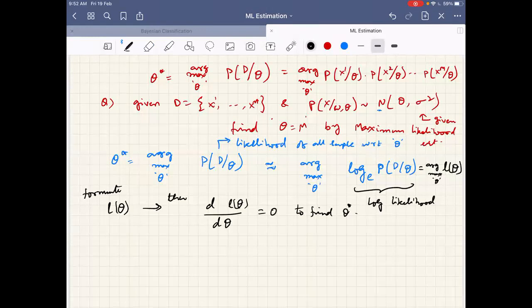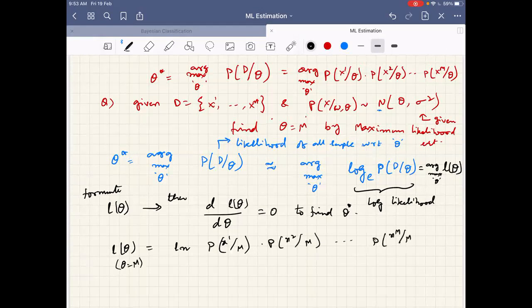Let us see now for a Gaussian case. First, I want to write L of theta. I need some help from you to write this L of theta for the Gaussian case. Can one of you tell, given these scenarios? L of theta is ln of, I write ln as short form, P of x1 given mu. I am writing mu directly here, since theta is equal to mu, so I am using them interchangeably. Then P of x2 given mu, and so on, P of xm given mu.